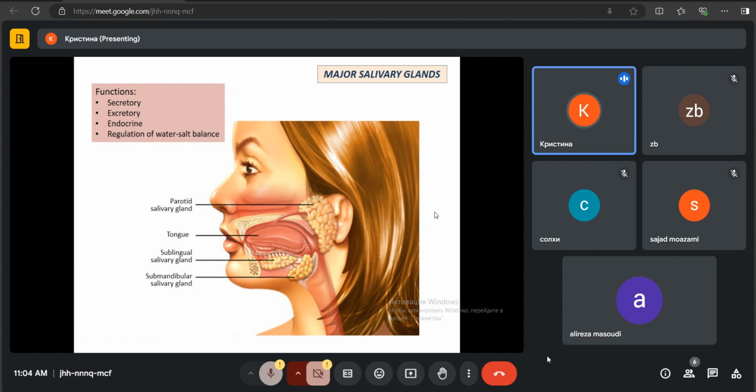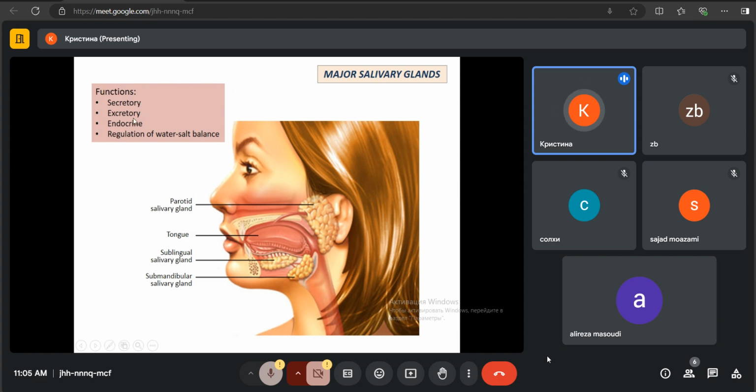Okay, we will start with major salivary glands, which include 2 pairs of parotid salivary glands, 2 pairs of sublingual, and 2 pairs of submandibular salivary glands. Their secretory portions are located outside of the oral cavity, and the ducts lead to the oral cavity. Functions of salivary glands: secretory function. It means that they produce saliva, which includes proteins such as amylase, maltase, and antibacterial substances, and mucus.